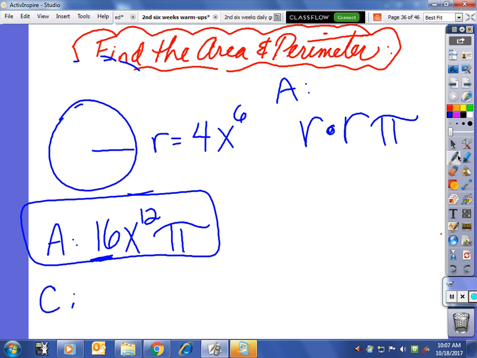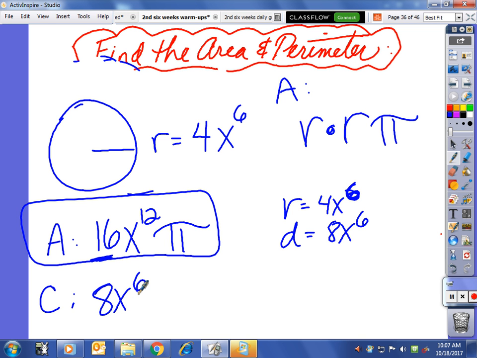So what's 4x to the 6th doubled? If I double that, I'm going to get 8x to the 6th. Doubling something doesn't affect the exponent. So now that I know the diameter, circumference is super easy. What is it? 8x to the 6th pi.